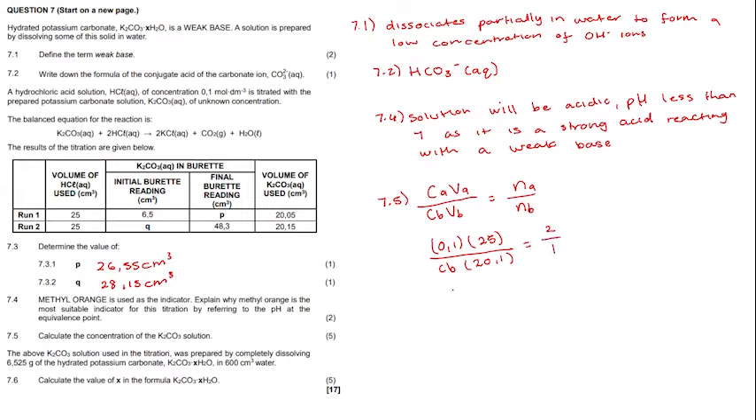And if we plug all of that into the calculator and rearrange to calculate the concentration of B, we should get 0.0622 moles per decimeter cubed. And that is equal to the concentration of potassium carbonate. I'm going to do the last question on a new slide so there's more space to work out.